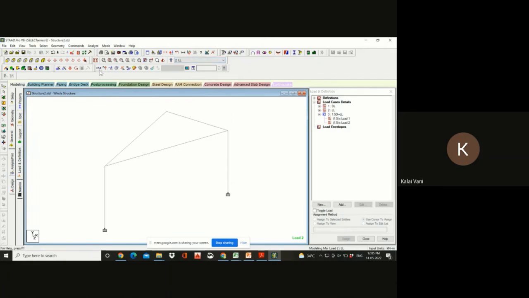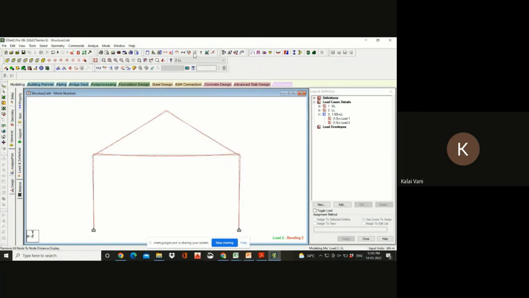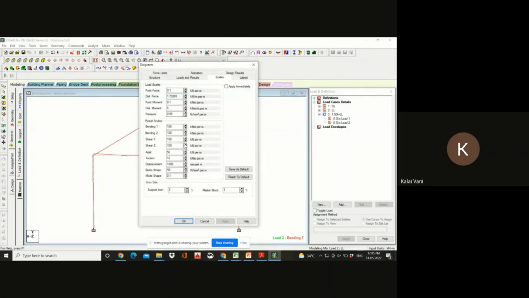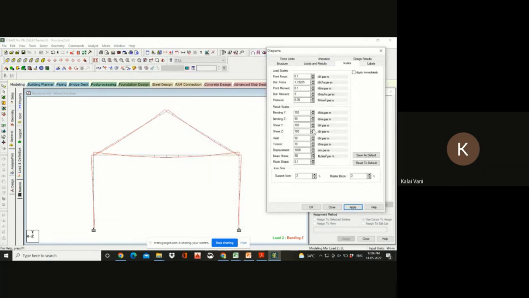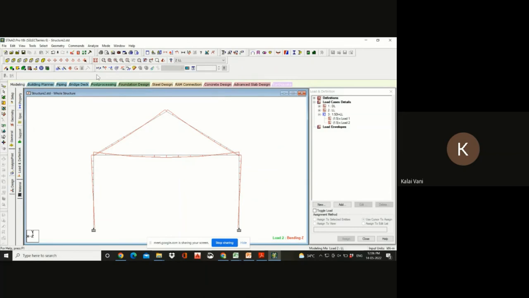So here you can see the icons, FX, FY and all. If you want to see the bending moment, you can click on this MZ. Here you can see MZ, right? MZ means bending moment about the Z axis. FY is the shear force. I can show it in an exaggerated way. Here's the scale so that you can view clearly how the bending moment is. And shear force, changing the scale alone. Right. Here you can see the shear force, how it is changing, right?